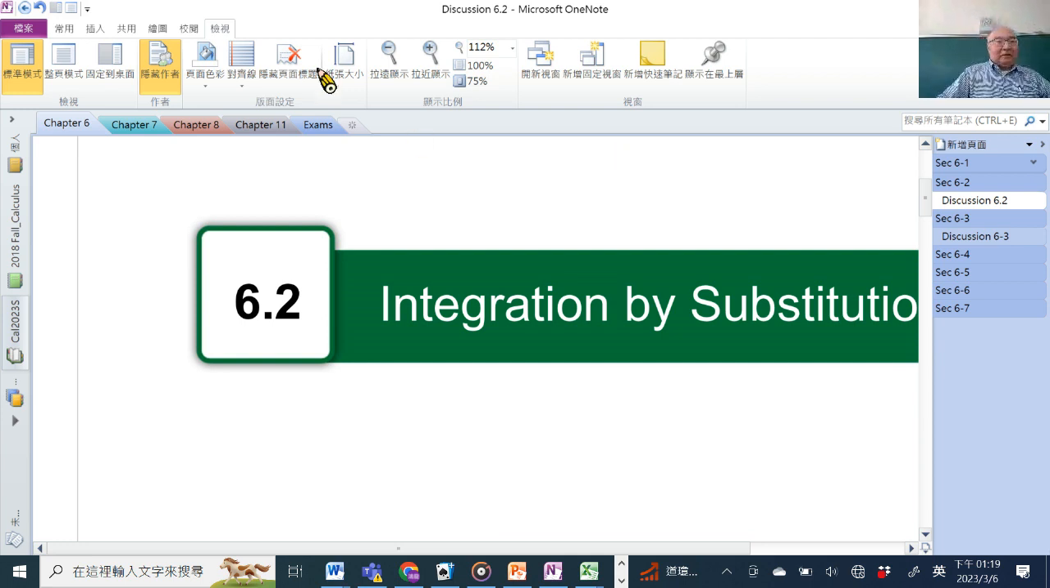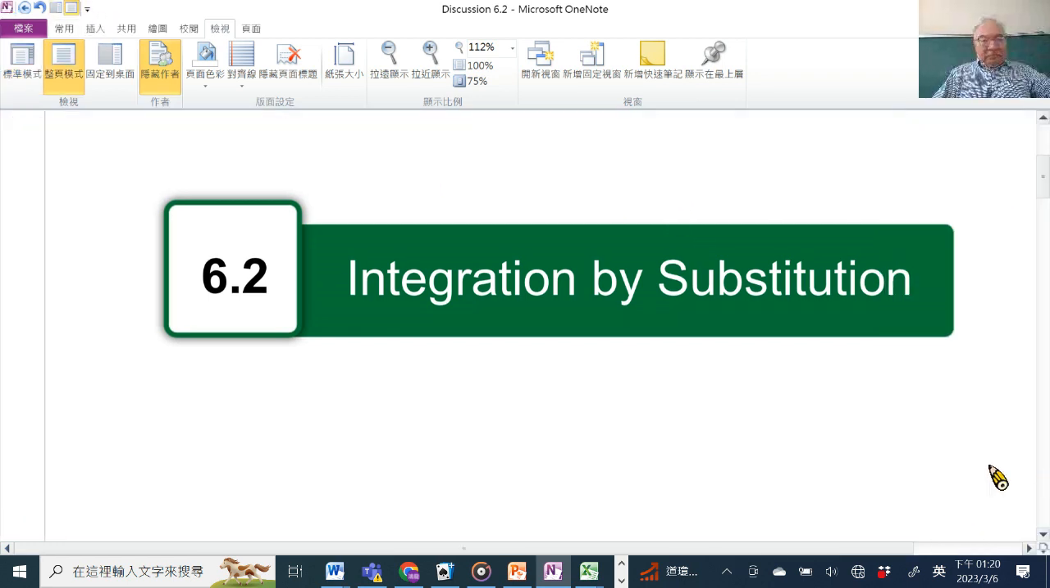Okay, and let me brief before we do the discussion on section 6.2. In this section, we're talking about just one technique called integration by substitution. This is quite a useful technique. With this substitution technique, we can actually enlarge your capability of doing integration to at least double or maybe triple the capacity you already have.